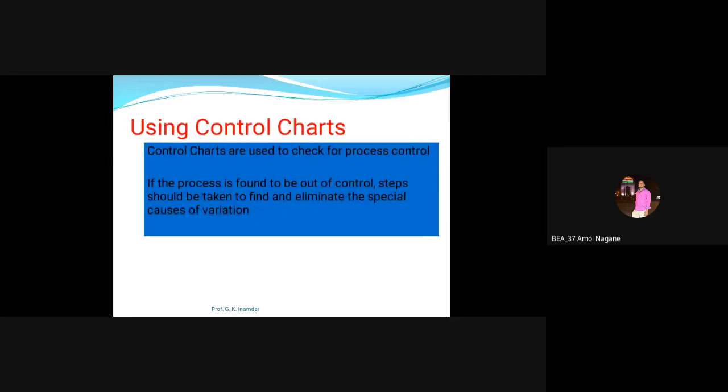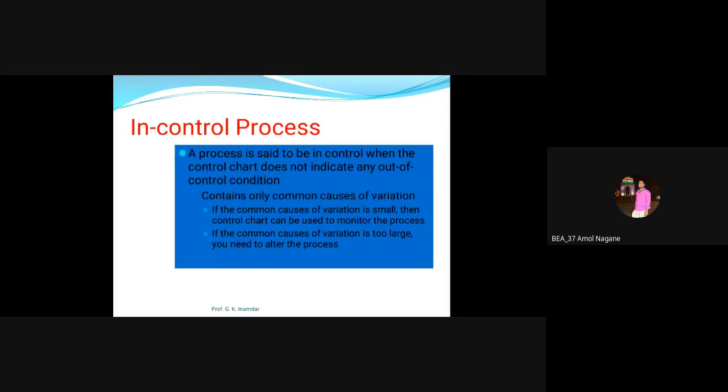Now, unit control charts. Control charts are used to check process control. If the process is found to be out of control, steps should be taken to find and eliminate the special causes of the variation. In control process, this is again the theoretical part. I think we have discussed it in the last chapter.